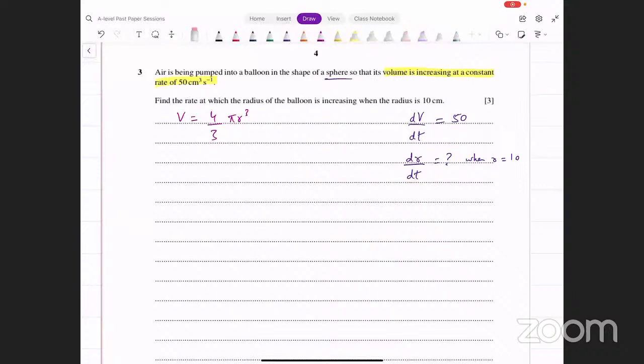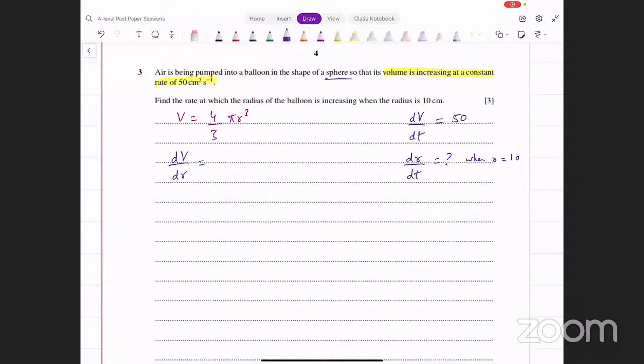Now what we can do is we can use the chain rule here. We know dV over dt. We want to find dr over dt. अगर हम यहाँ से dV over dr निकाल लें तो हम chain rule use कर सकते हैं. ठीक है, let's figure this out. V का derivative ले लें. What do we get from this?